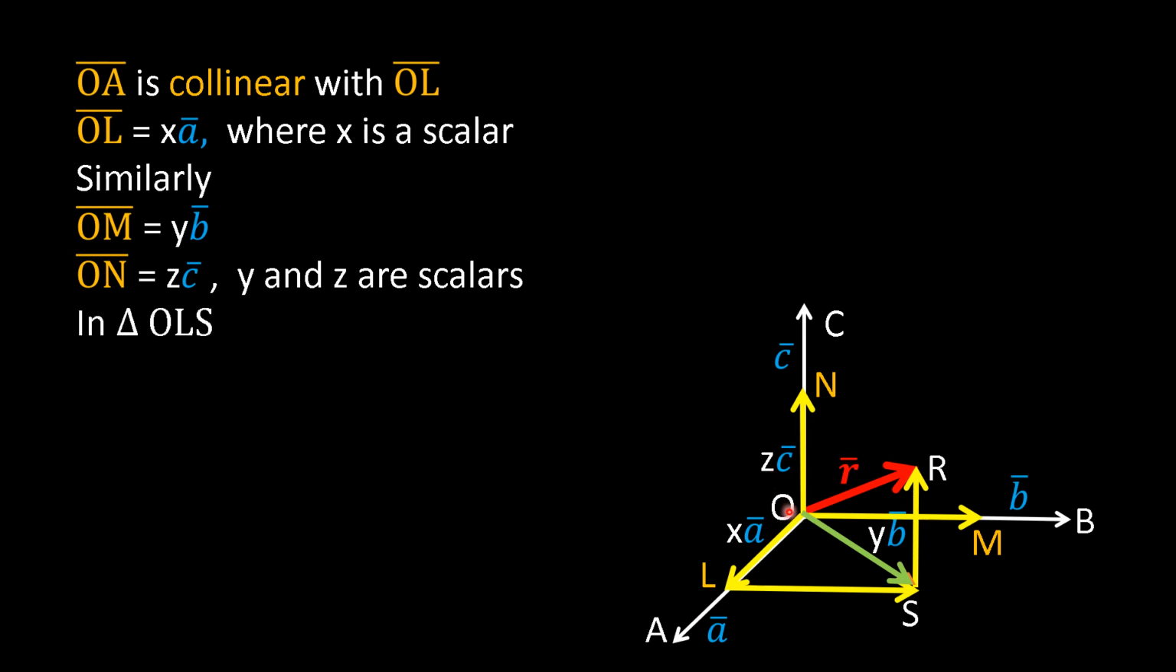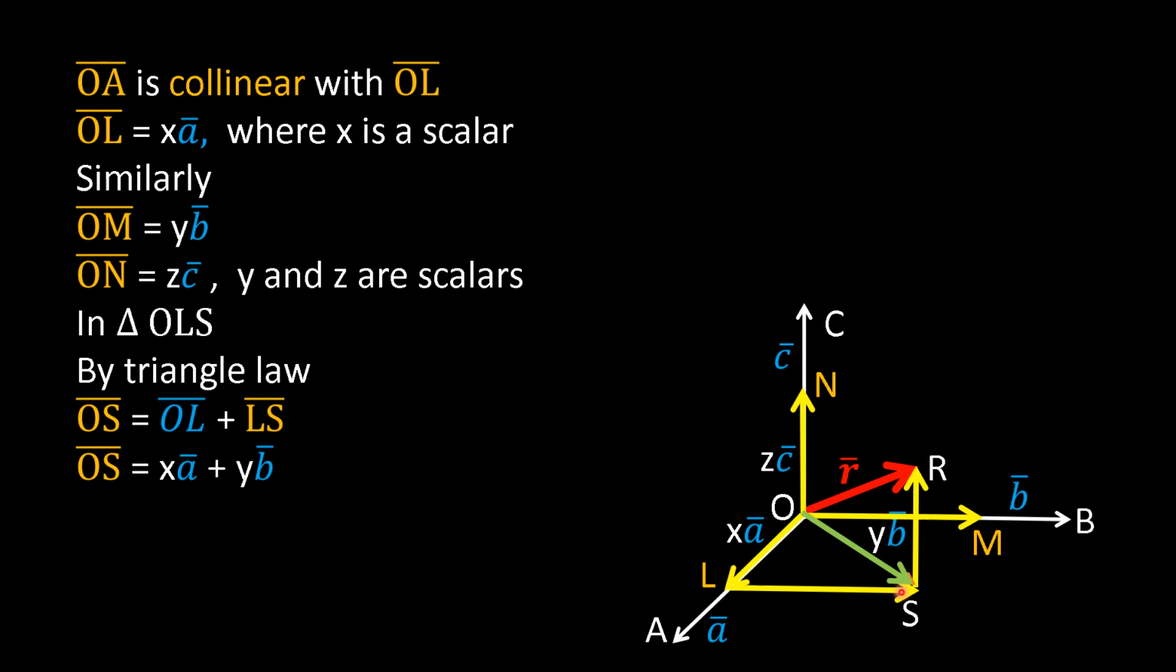In triangle OLS, by triangle law, we have OS bar equals OL bar plus LS bar. So OS bar will be X A bar plus Y B bar, because LS bar is the same as OM bar and it will be Y B bar. So we get OS bar equals X A bar plus Y B bar.